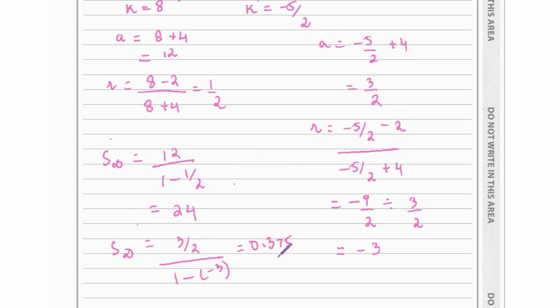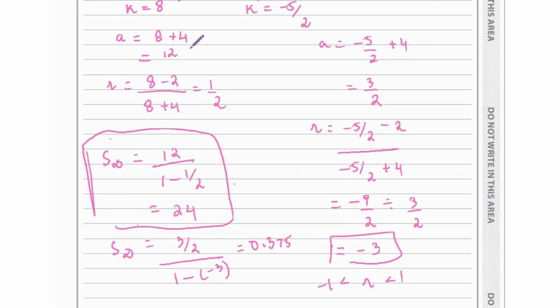Now, when a series is convergent, you should know that your r value can only be between positive 1 and negative 1. Over here, this value is out of the range, which means we can't use a equals 3 over 2 and r equals negative 3. We can only stick to this one, where a is 12 and r is 1 over 2, which is within the range. So this is correct, this is incorrect. That's how you solve this.